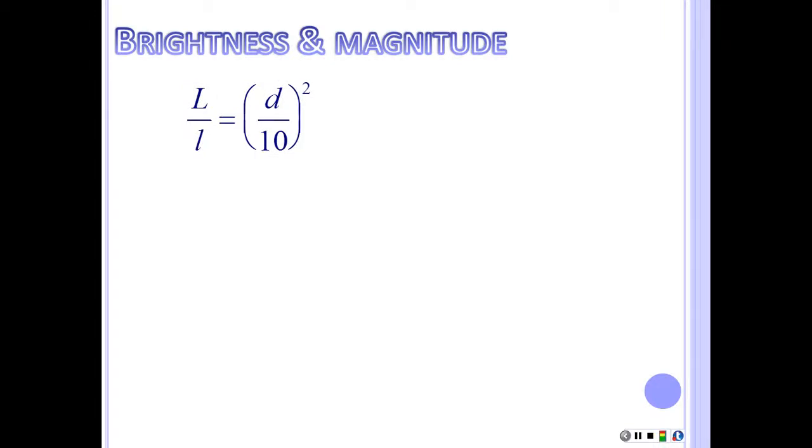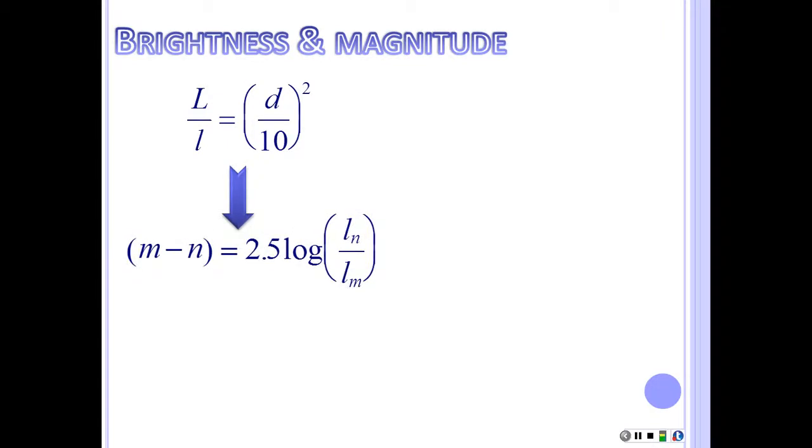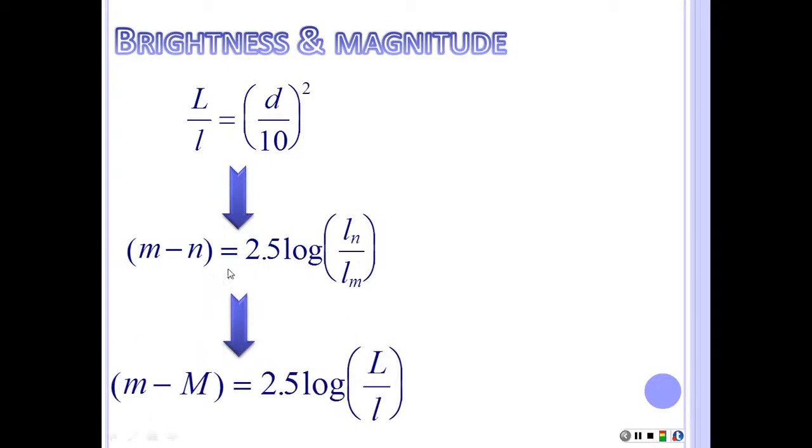Now, the difference between the apparent brightness and the absolute brightness, or luminosity, is given by the distance over 10 squared, right? This is just saying that I'm moving everything up to a distance of 10 parsecs to make it an absolute magnitude. And so now if I plug this into here, I've got m minus n is the 2.5 log ln over lm. But now my n becomes my absolute magnitude, and my ln is now my absolute brightness, my absolute luminosity.